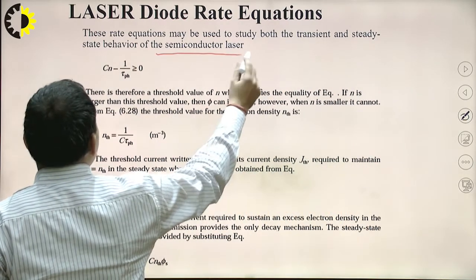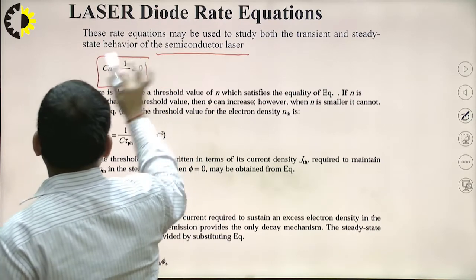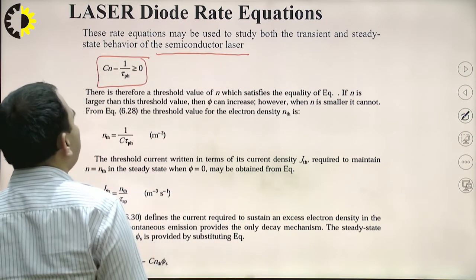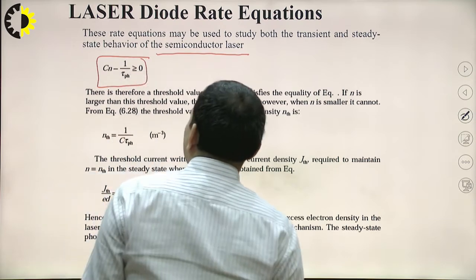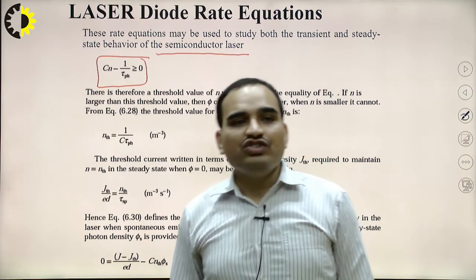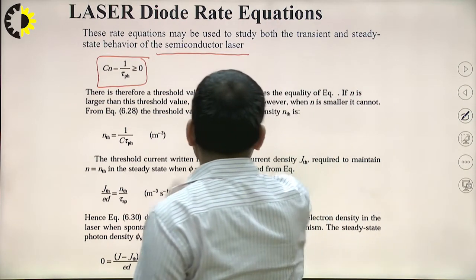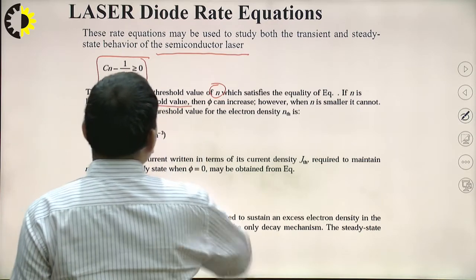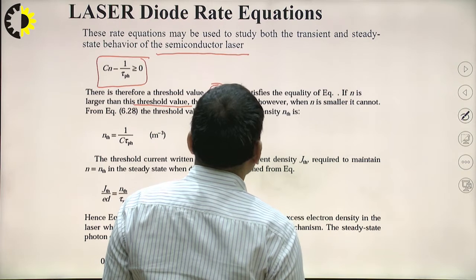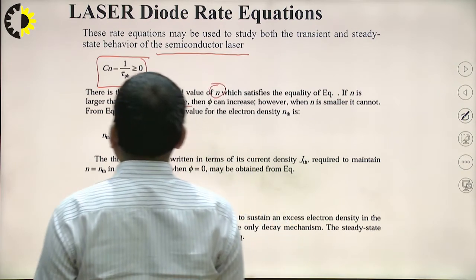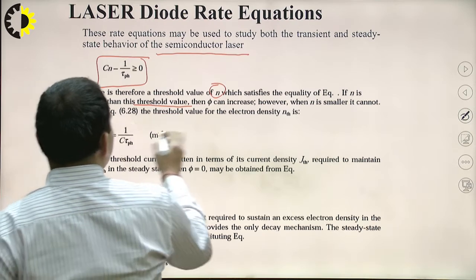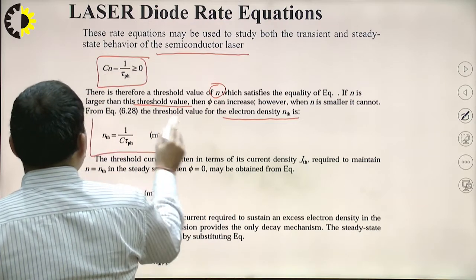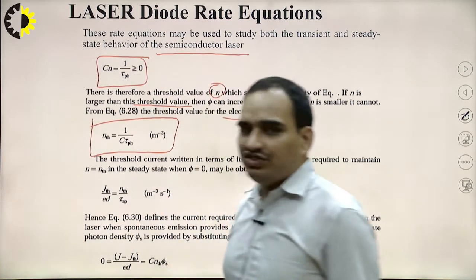So we have C times N, that is the electron density, minus 1 by tau Ph, the photon lifetime. There is a threshold value of N which satisfies the equality: if N is larger than the threshold value, then phi can increase, and when N is smaller, it cannot. The threshold value of the electron density, Nth, is given by 1 by C tau Ph.